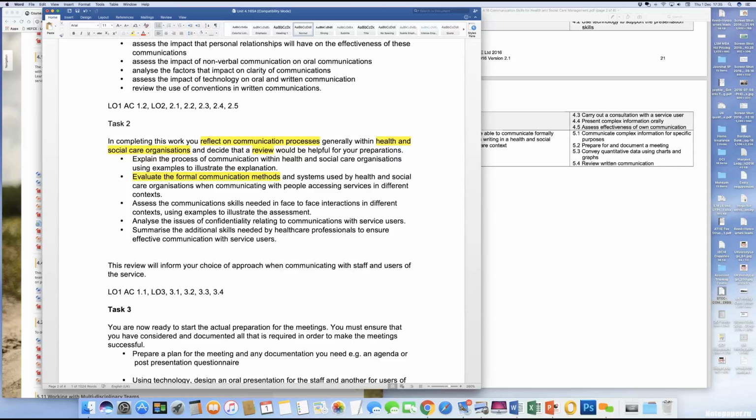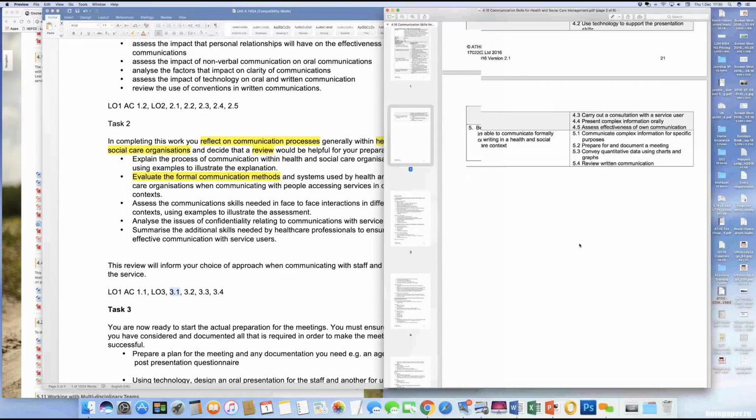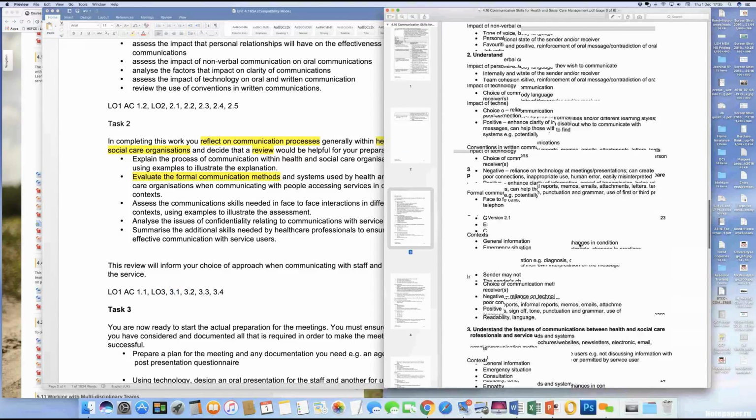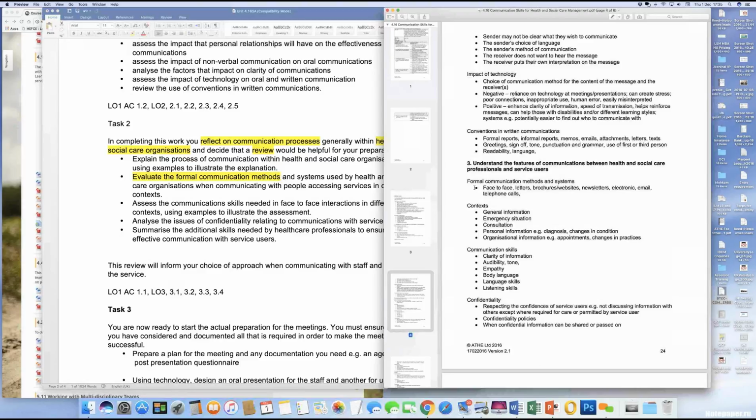This is under task LO3, learning outcome 3.1. If I go to LO3, it says evaluate formal methods, and I'm looking at these formal methods of communication. So you have to write about what is communication, when do you use letters, brochures, websites, newsletters, emails, and telephone calls and all that. The indicative content given on this sheet, you do not need to 100% cover in the task.